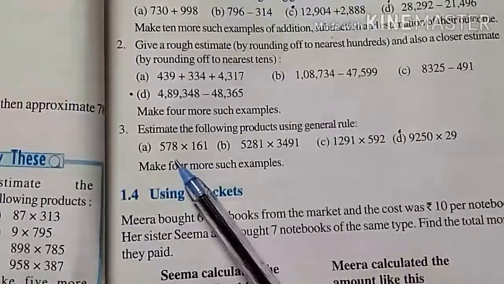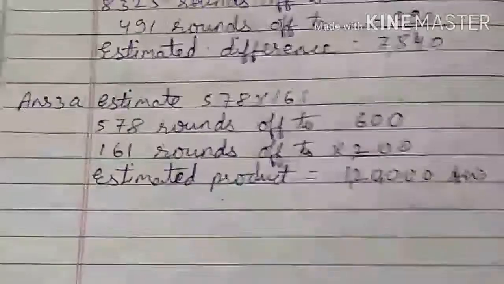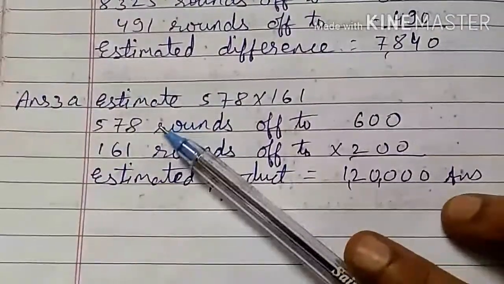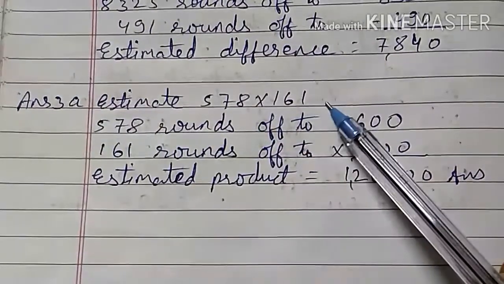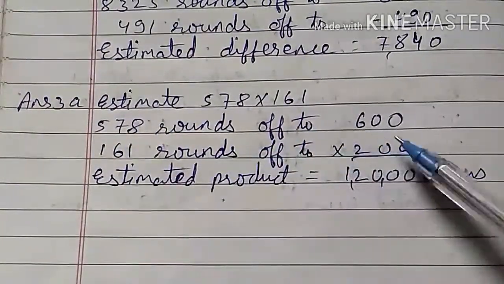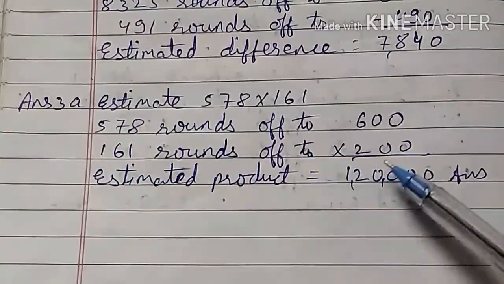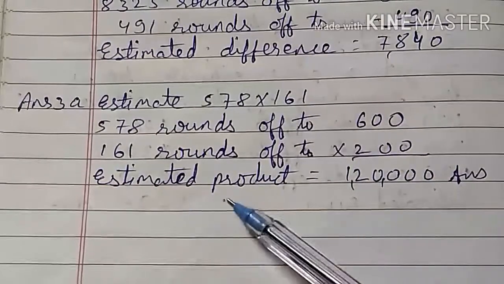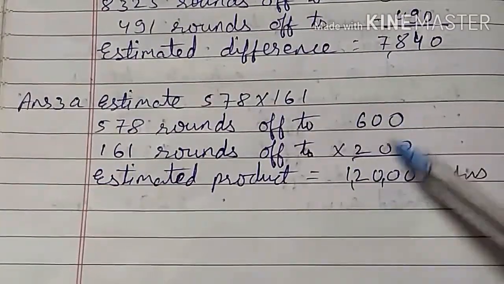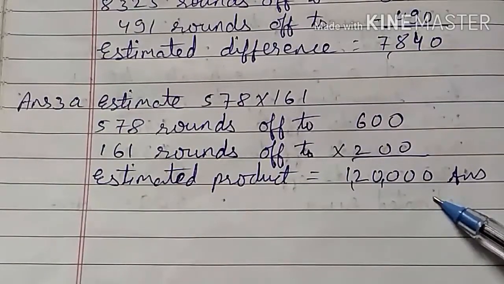Next, question number third: estimate the following products using general rule. A. 578 multiply 161. To solve, estimate 578 multiply 161. 578 rounds off to 600 and 161 rounds off to 200. Our estimated product, when we multiply these, will be 1,20,000.